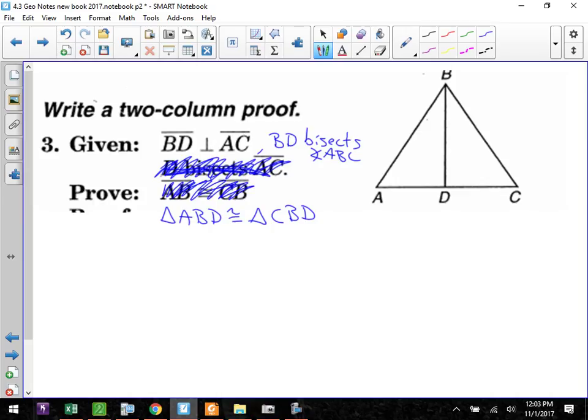So we have segment BD is perpendicular to segment AC. And then it says that segment BD bisects angle ABC. And then it wants you to prove that triangle ABD is congruent to triangle CBD.